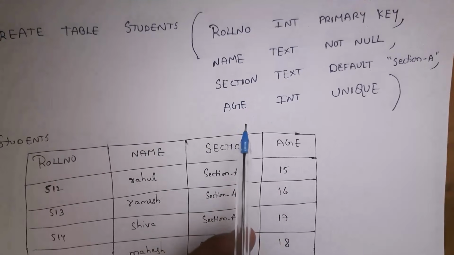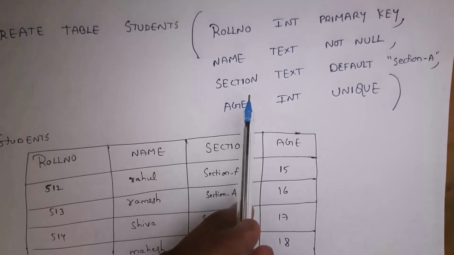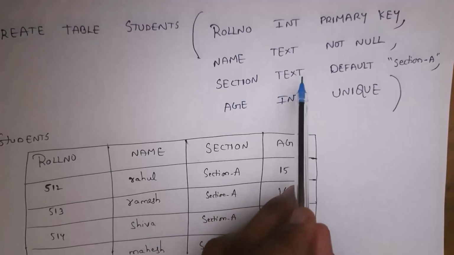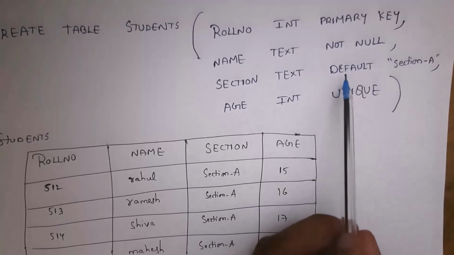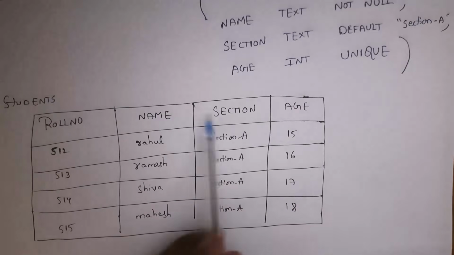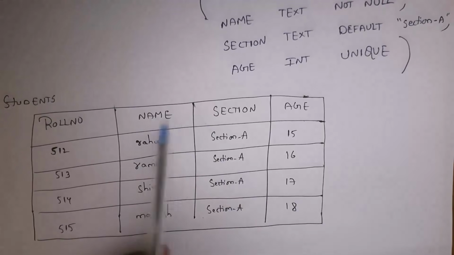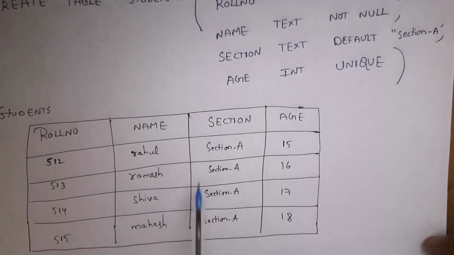Next, I want to create another column. That column name is section. And inside section, I want to give section A, section B, and so on. So I am taking data type as text. Section text. And I am giving a default value, that is section A. Whenever you write here default section A, if you don't give any value inside the section column, by default it will take the value section A. All the students belong to section A. So I took here default section A. So by default it will take section A.